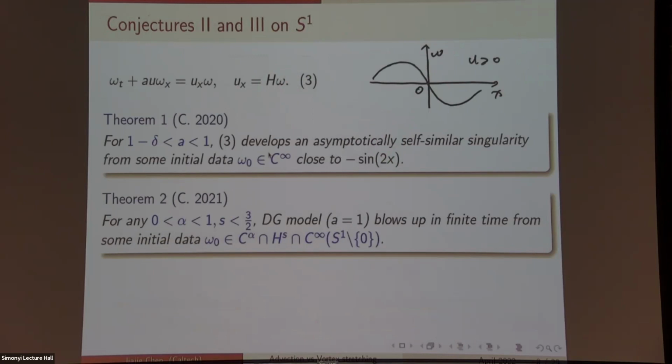So next for this problem, we recently showed that for this model, if A is slightly less than 1, we can construct a blowup solution with smooth data. And for A equal to 1, we can construct a blowup solution with initial data that's only C alpha at 1 point and smooth elsewhere. And this regularity alpha can be pushed to arbitrarily less than 1.